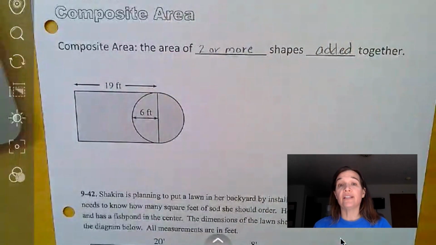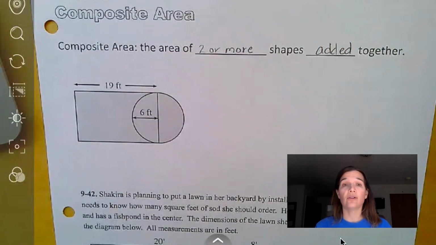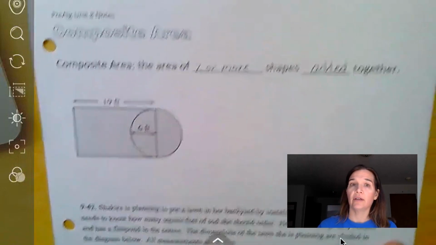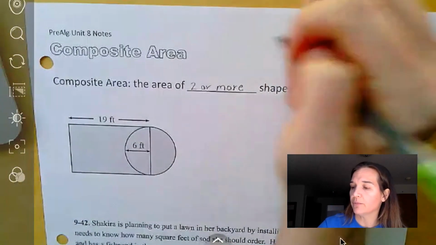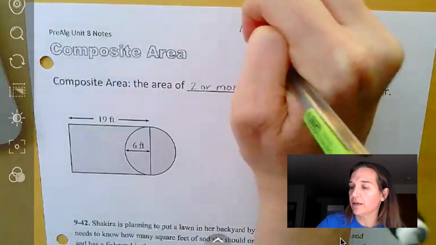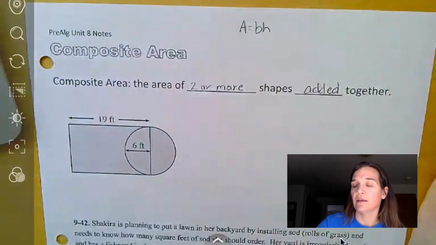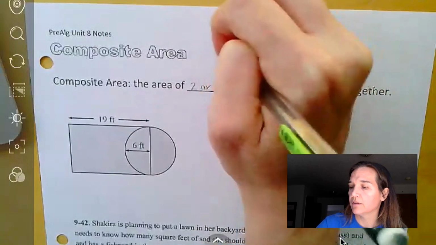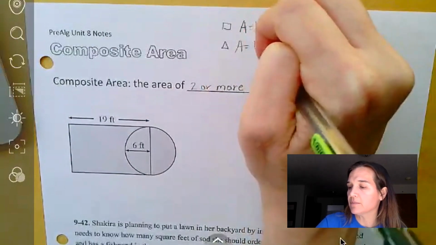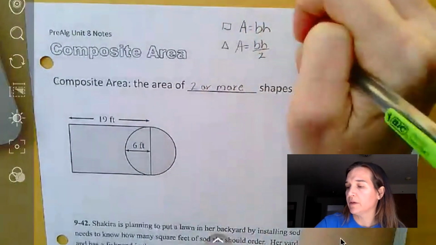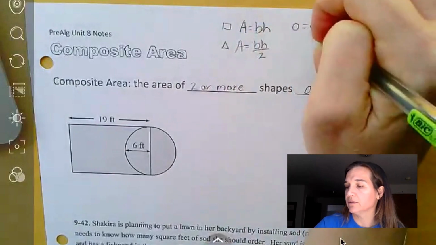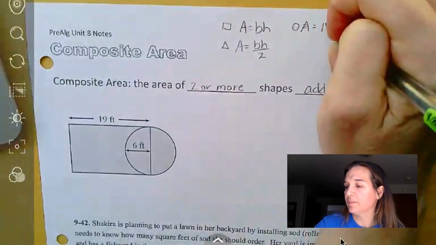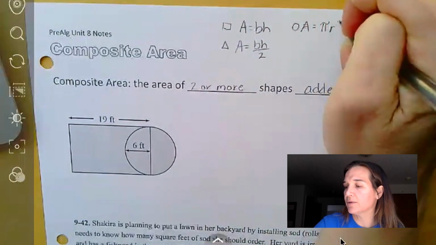So first off, we just need to remember the formulas for all of the different shapes that we have. If you have a rectangle, parallelogram, or square, your area is just base times height. If you have a triangle, your area would be base times height divided by 2. If you had a circle, your area would be pi times radius squared.